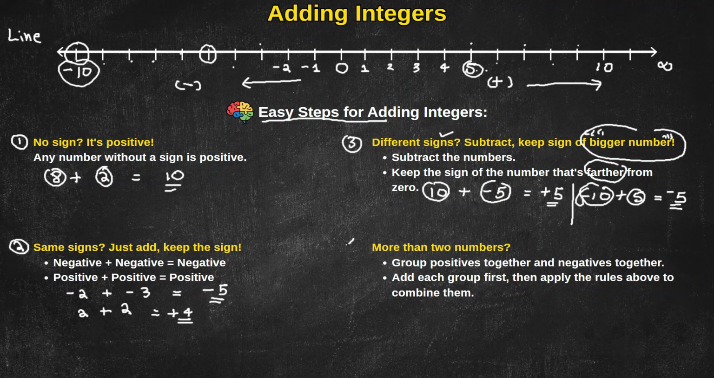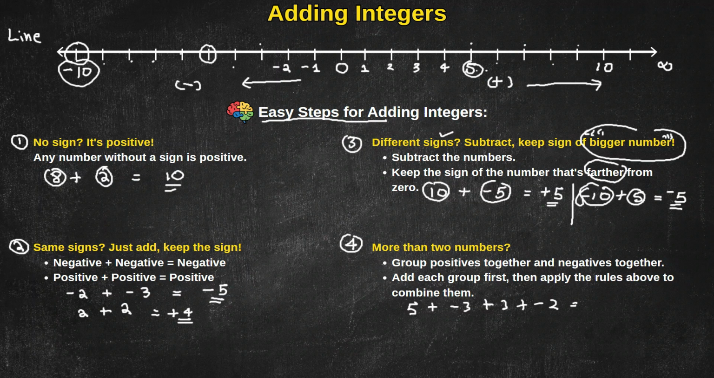Now let's move on to step number 4. More than two numbers. Group positive together and negatives together. Add each group first, then apply the rules above to combine them. Let's look at one example. We have positive 5 plus negative 3 plus 3 plus negative 2.